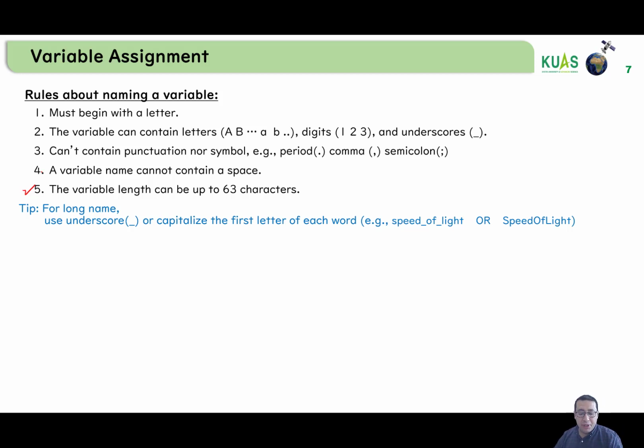So the question is, for example, what if we have a long name? The advice for you: you can use underscore or capitalize the first letter of each word. For example, if I need to say the speed of light as a variable name, we can say speed underscore of underscore light, or we can say speed with a capital S, then of with a capital O, and then light with a capital L. Both are very famous among us, so we can write speed_of_light, or SpeedOfLight with the first letter of each word capitalized.